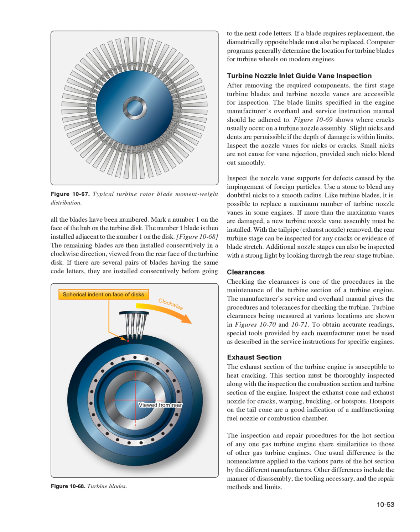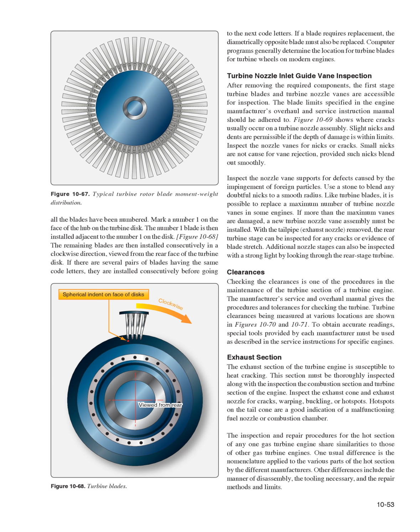To obtain accurate readings, special tools provided by each manufacturer must be used as described in the service instructions for specific engines. Exhaust section. The exhaust section of the turbine engine is susceptible to heat cracking. This section must be thoroughly inspected along with the combustion section and turbine section of the engine. Inspect the exhaust cone and exhaust nozzle for cracks, warping, buckling, or hot spots. Hot spots on the tail cone are a good indication of a malfunctioning fuel nozzle or combustion chamber.